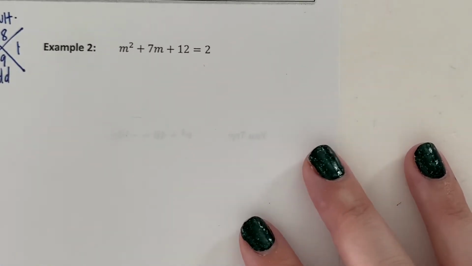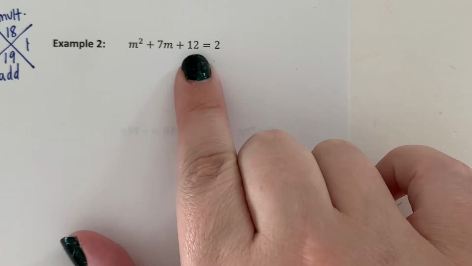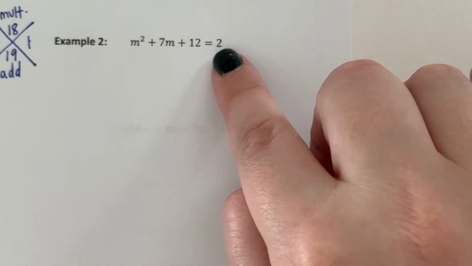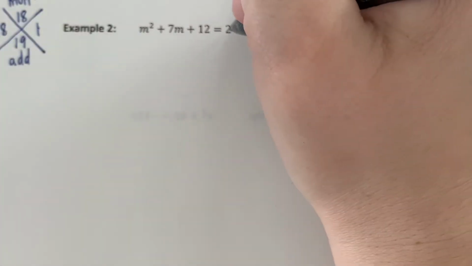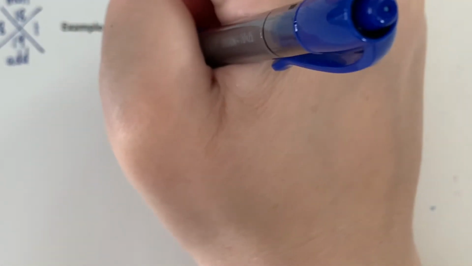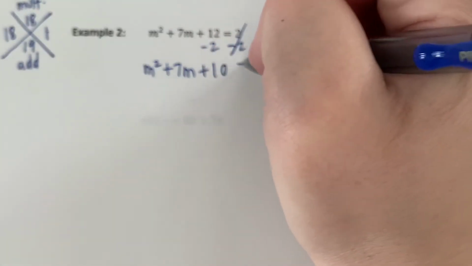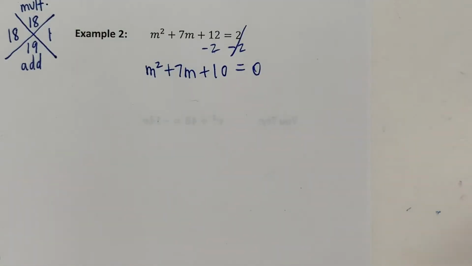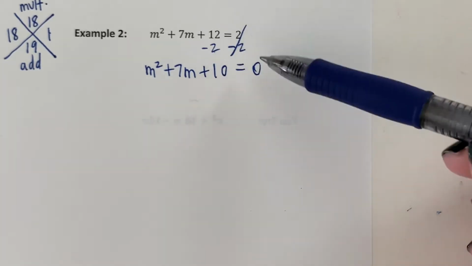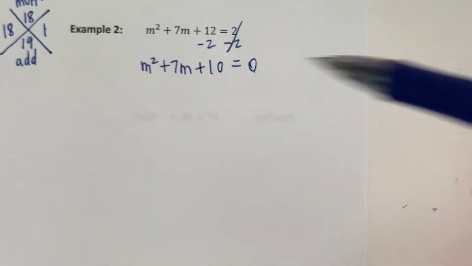So on example 2, at first it looks like it might be in my standard form, m squared, m, constant, but it's not equal to 0. So that means I have one extra step I need to do first. I have to get this to be equal to 0. So I need to move this 2 to the other side, and I can do that by subtracting 2. So then I'll get m squared plus 7m plus 12 minus 2 gives us 10, and now it's equal to 0. So the only thing that's different about example 2 is I might need to move something over to the other side in order to get it to be equal to 0. So now it's equal to 0. It's in my standard form.